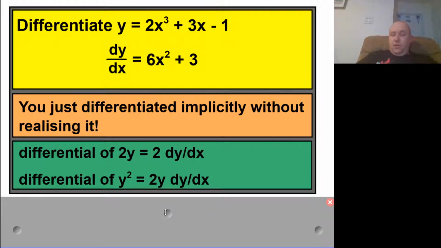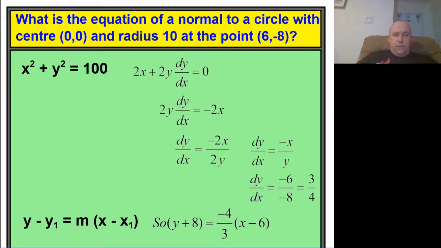And you could get questions more complicated than this as well. For example, you could have things like tan 3y, and the differential of that would be 3 secant squared 3y dy by dx, because it started with a y. So that's what implicit differentiation questions are going to look like.